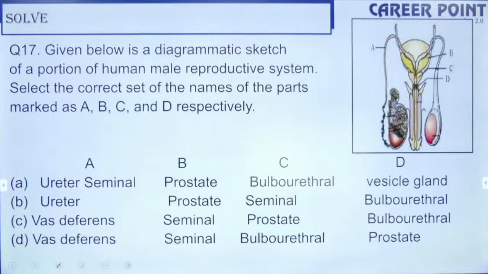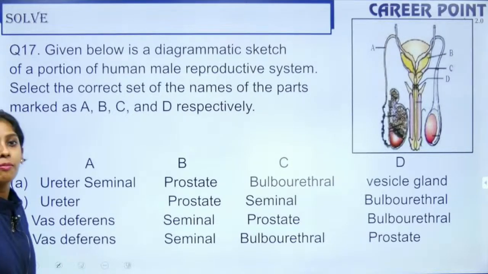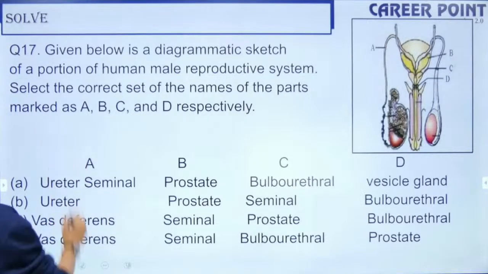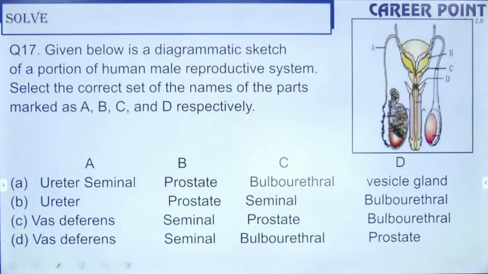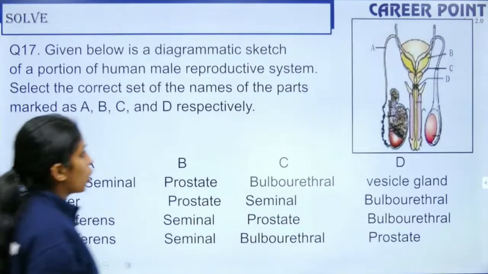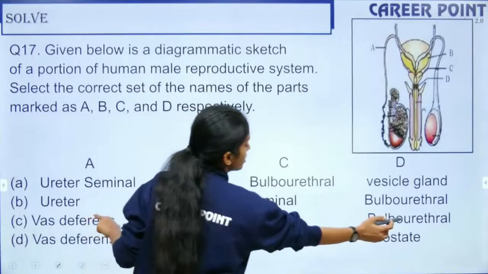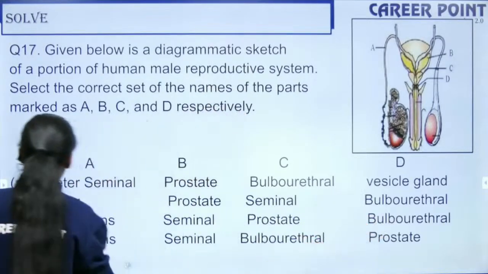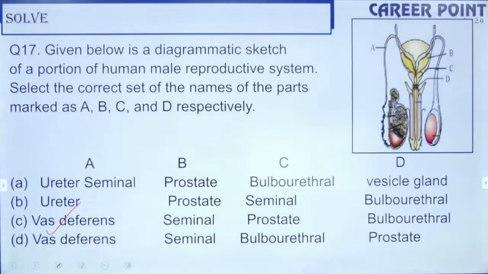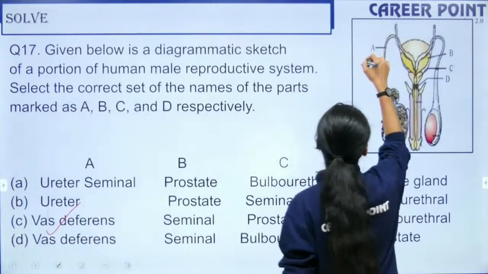So question 17, see if you can answer. Given below is a diagrammatic sketch of a portion of the human male reproductive system. Select the correct set of names of the parts marked as A, B, C, D. So A we know is vas deferens, okay, and B we know is your bulbourethral gland. So here the right answer is option C. Do you agree?